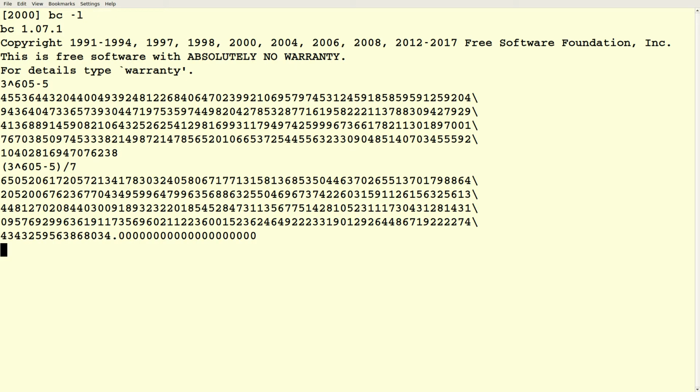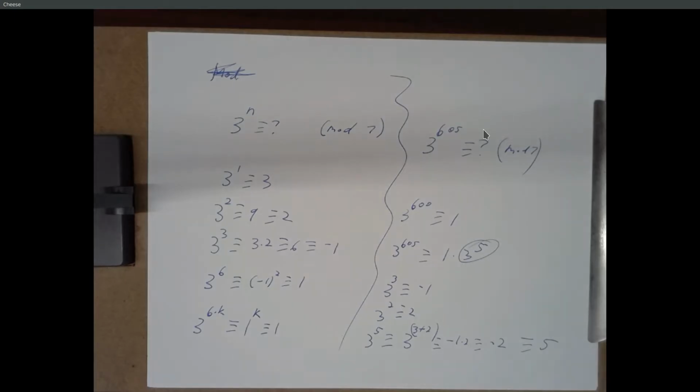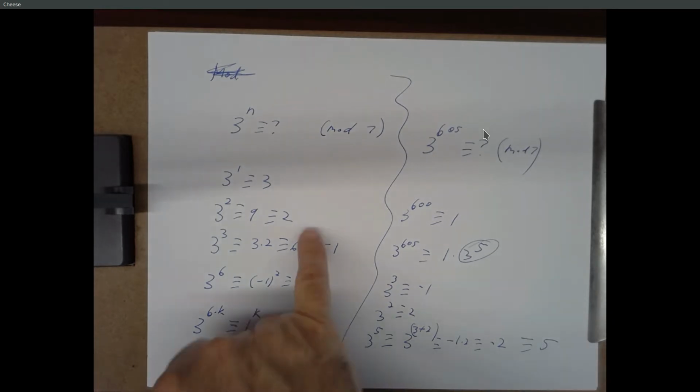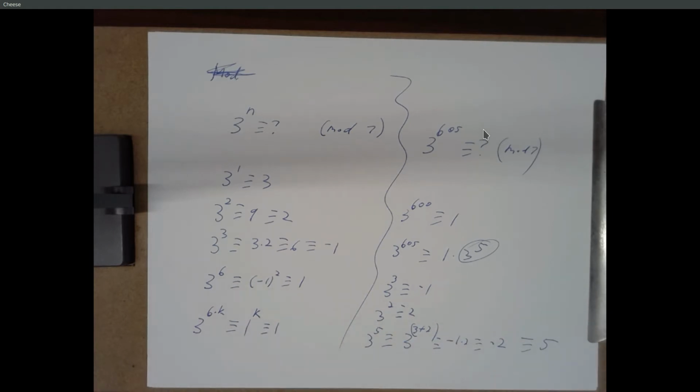So 3 to the 605 minus 5 is a multiple of 7. So 3 to the 605 is congruent to 5 mod 7. But I didn't have to use any numbers bigger than 6 to do that calculation. So that's one thing we can do, right? For some problems, we may find that a little bit of single or double digit math gets us the answer to what would normally be a very big question.